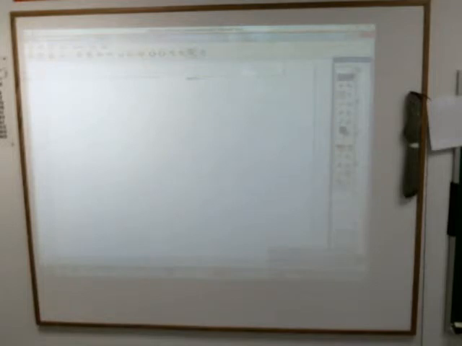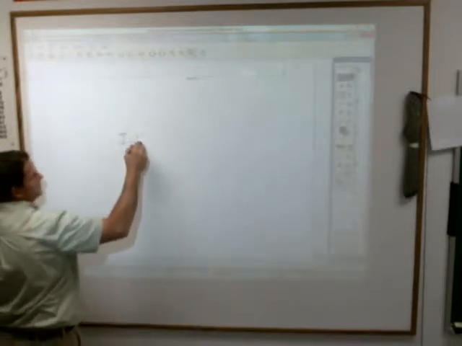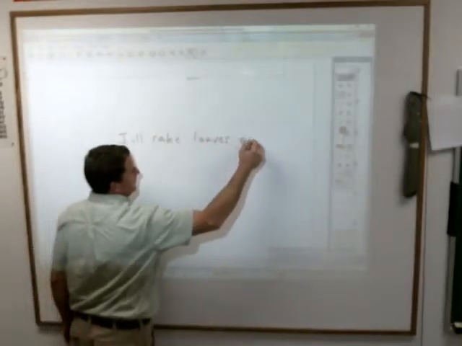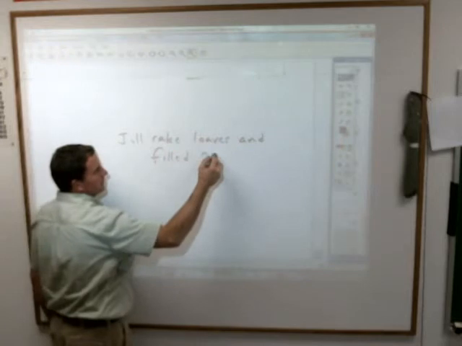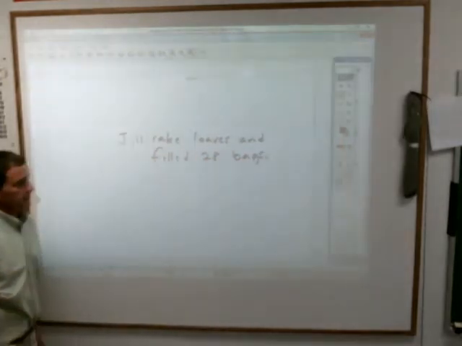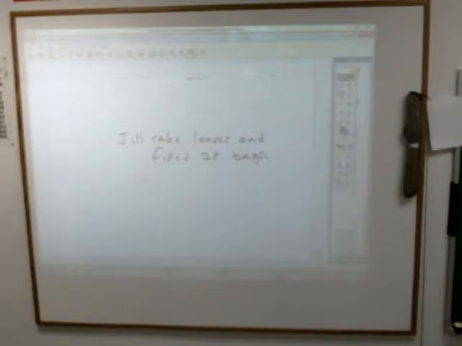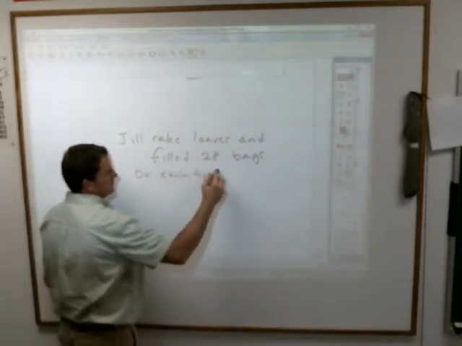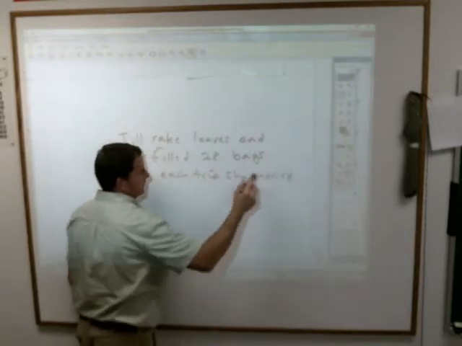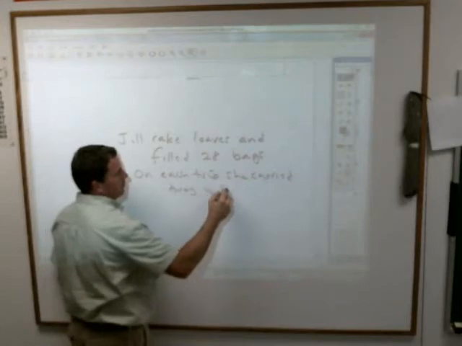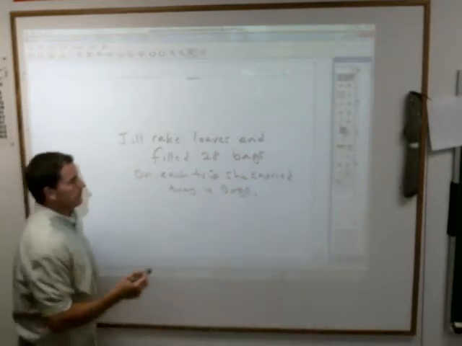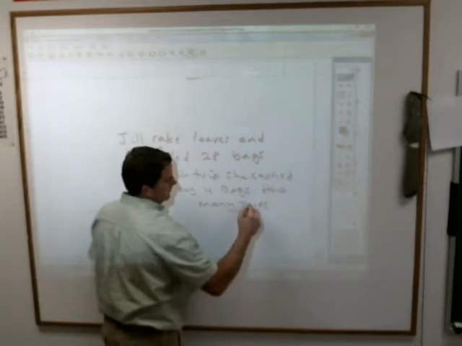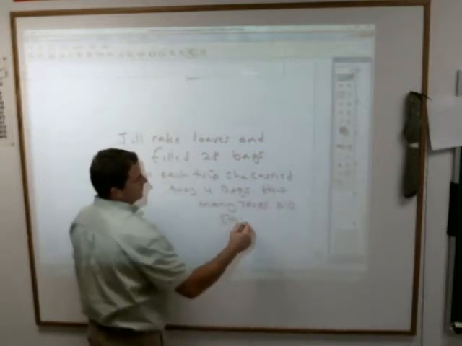Jill raked leaves and filled 28 bags. On each trip, she carried away 4 bags. How many trips did she make?